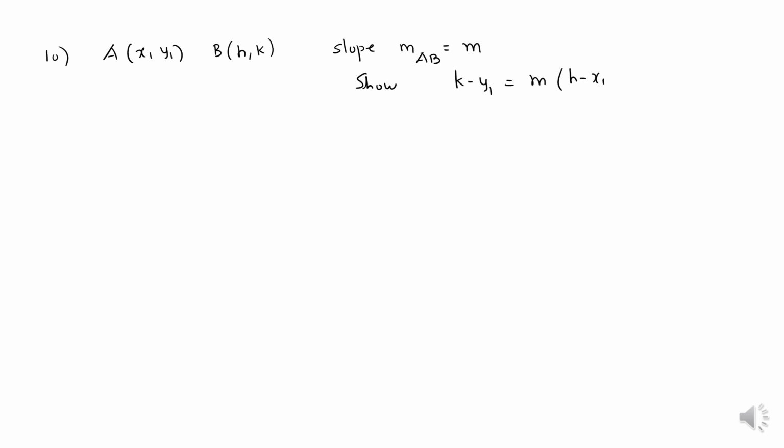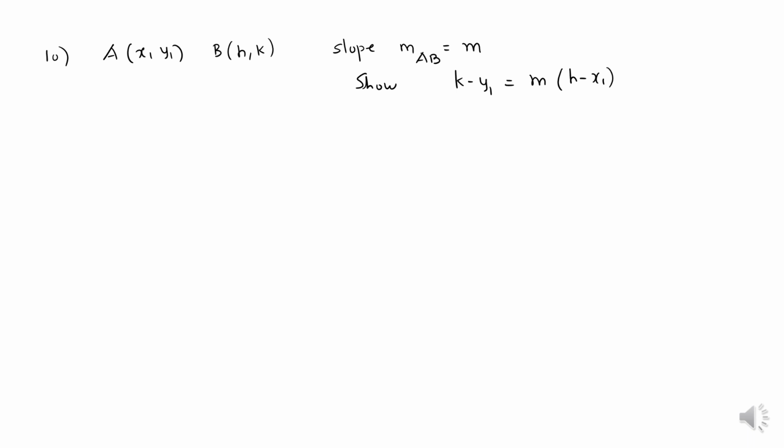Now 10th one. A line passes through A (x1, y1) and B (h, k). There is a line which passes through A and B, and its slope is given as m. That is, the slope of AB is given as m. You have to show that k minus y1 is equal to m times (h minus x1).